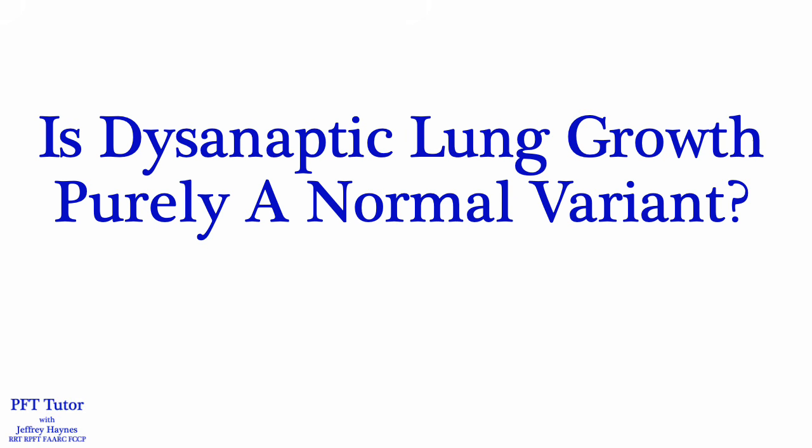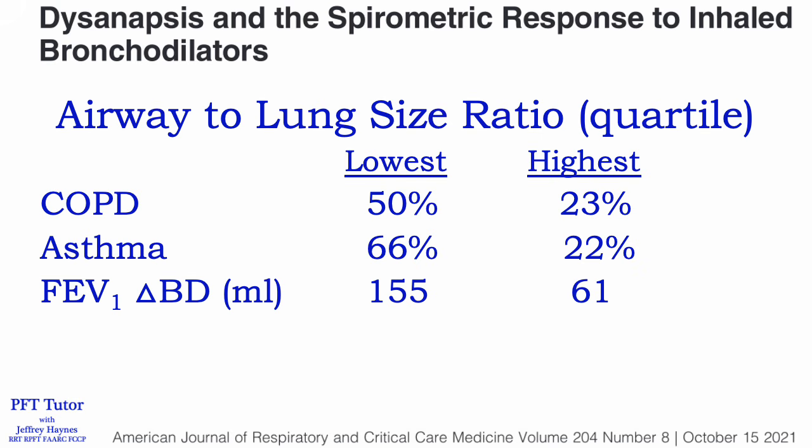So I've presented dysanapsis as sort of a normal variant airway to lung size, but is it purely a normal variant? Actually, the answer is no. This is a study from the Canadian CanCold cohort, and they compared the presence of disease and bronchodilator response in subjects with the lowest and the highest quartiles of airway to lung size ratio. Remember, the lowest quartile has the most dysanapsis.